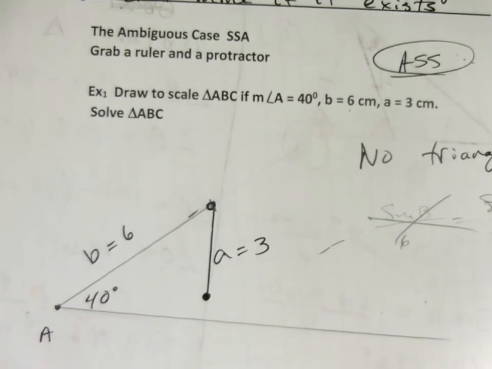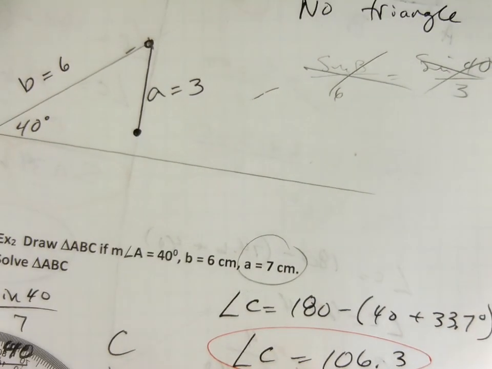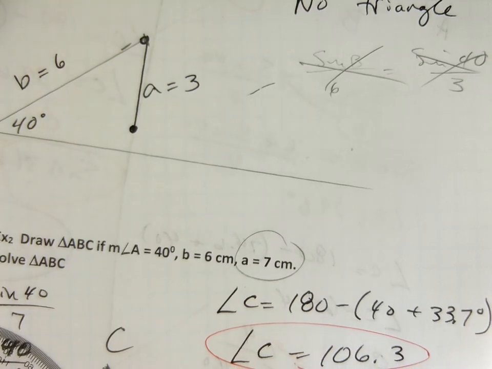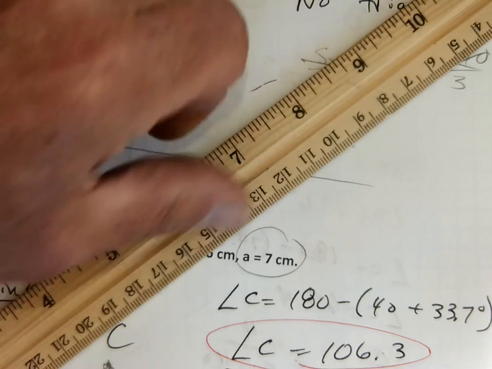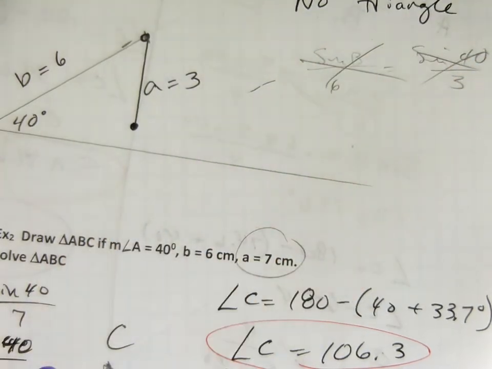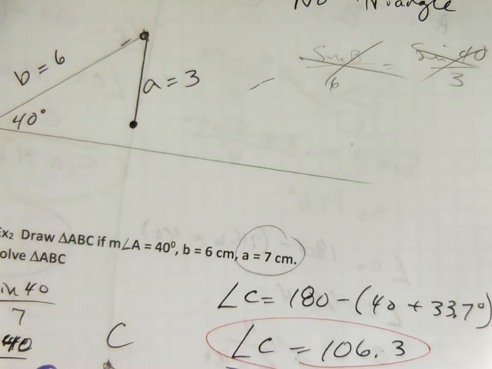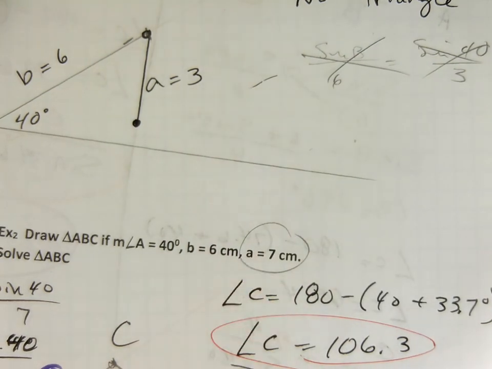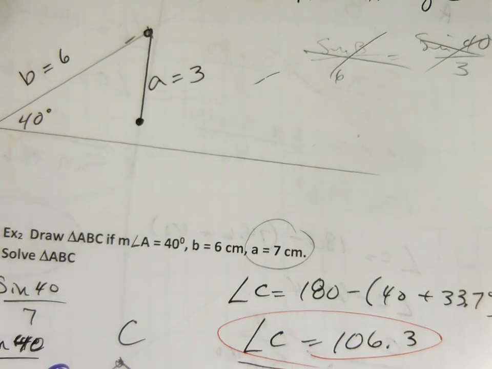Now, example 2. Well, example 2 worked. So we took a protractor, drew the 40-degree angle. We made B be 6 centimeters. I actually made it be 6 centimeters. I drew it in there. And then I knew that side A was 7, so I had to make it fit. So I made it fit. Took my 7 and made it fit, and I drew that in. So this triangle does exist, and we use the law of sines to solve it.